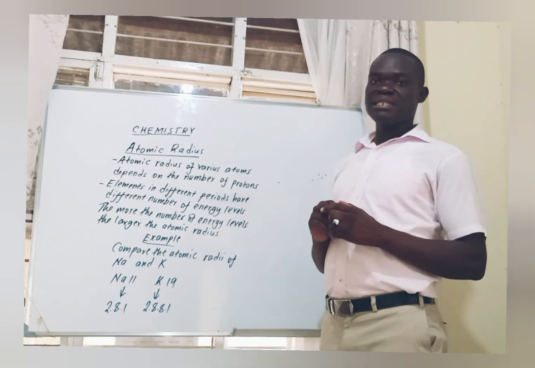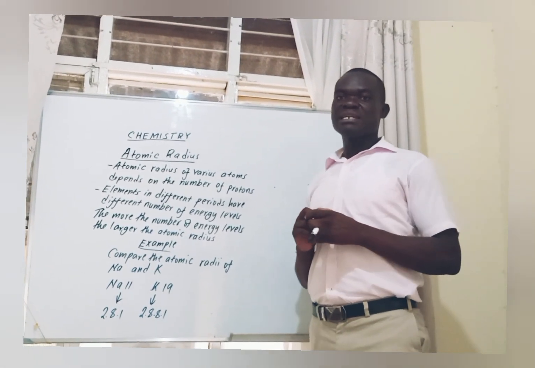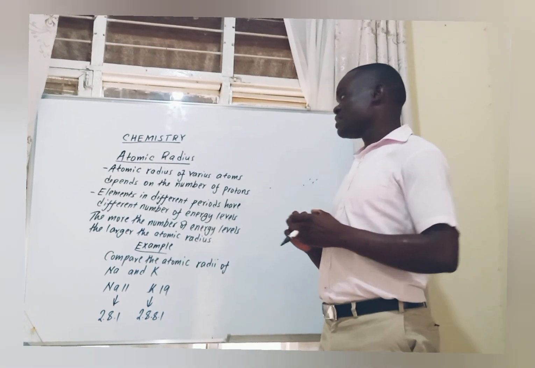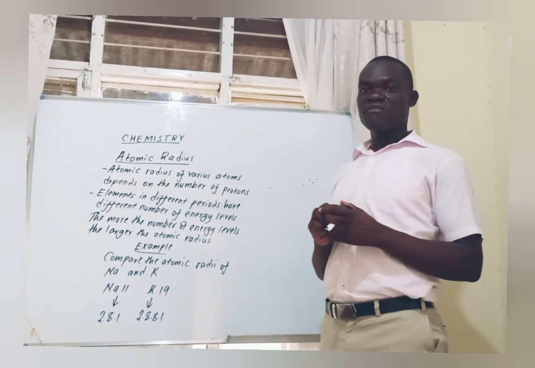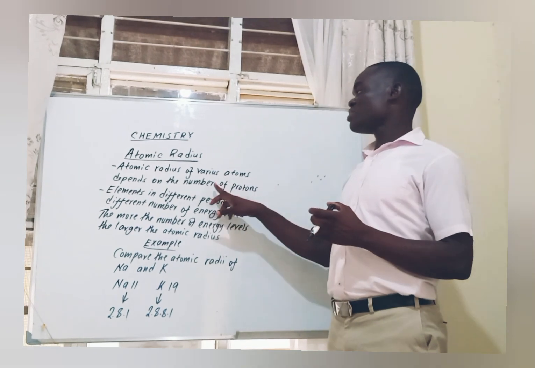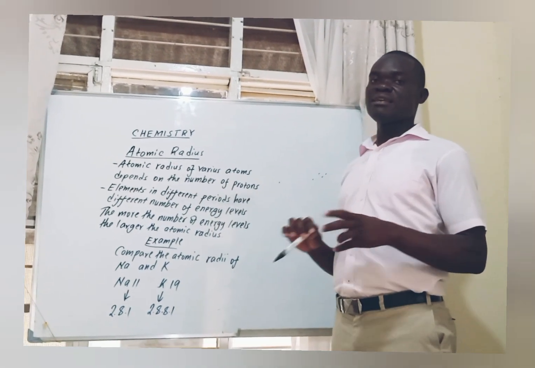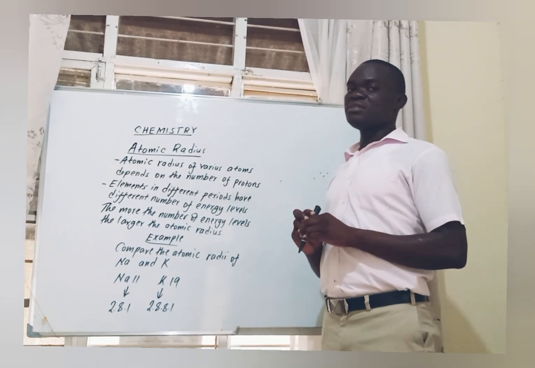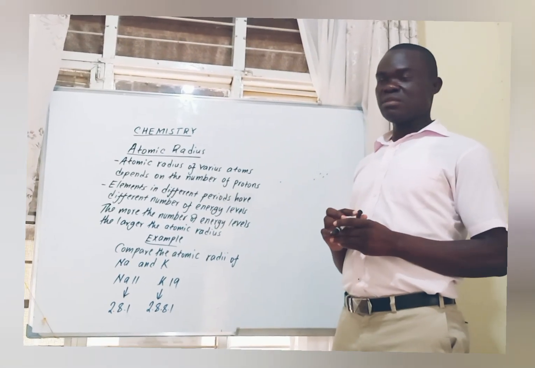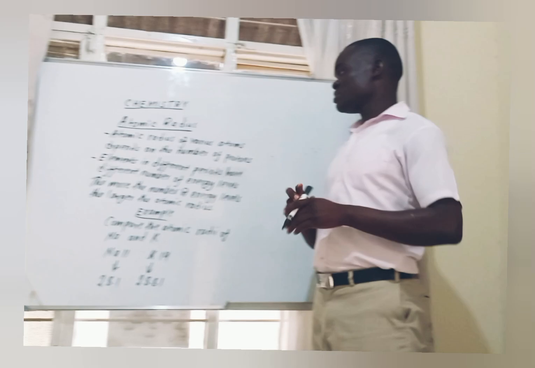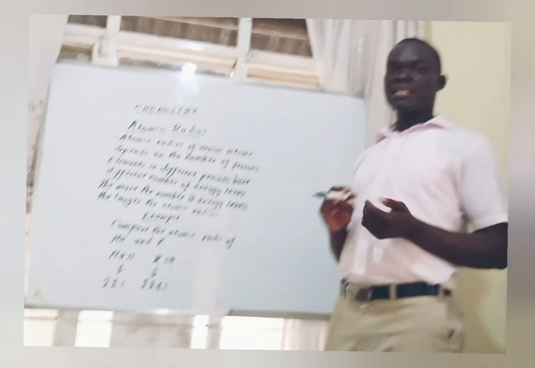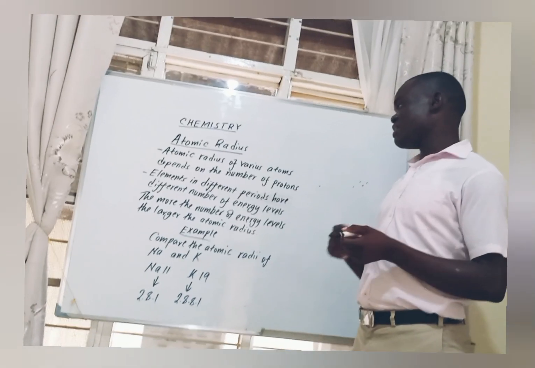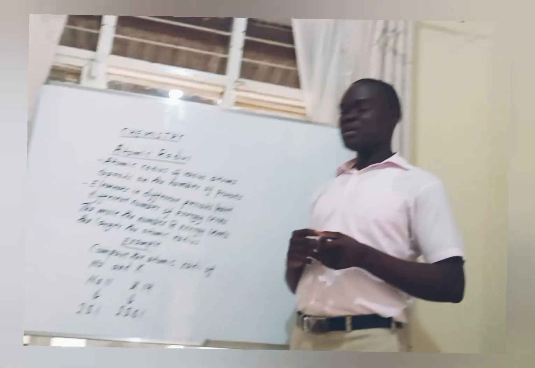Different elements have different atomic radii. The atomic radius of various elements depends on the number of protons, but the number of protons also influences the number of energy levels. If elements are in the same period, we count the number of protons. But if elements are in different periods, we just count the number of energy levels, because different elements have different numbers of energy levels. That means they fall in different periods.